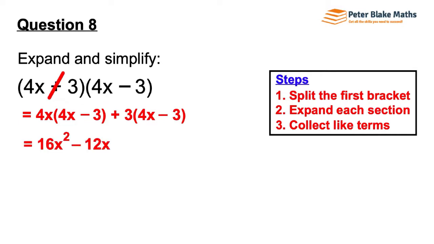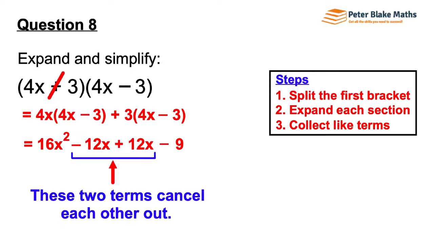When we do that, we get 4x times 4x, making carefully 16x squared. 4x lots of the minus 3 is minus 12x. In the second half of the expansion here, we have 3 lots of 4x, making plus 12x. And we get a 3 times a minus 3, making minus 9 carefully.